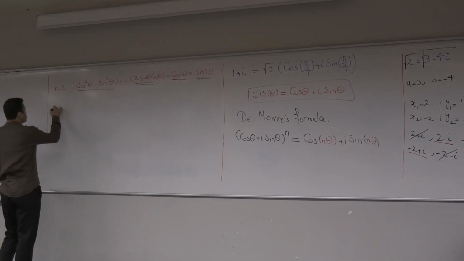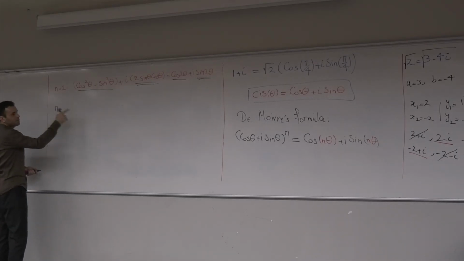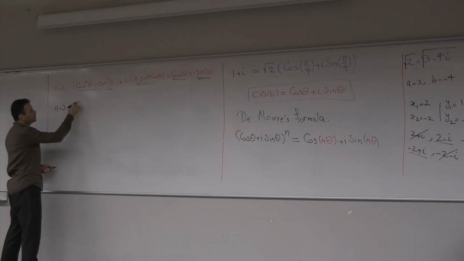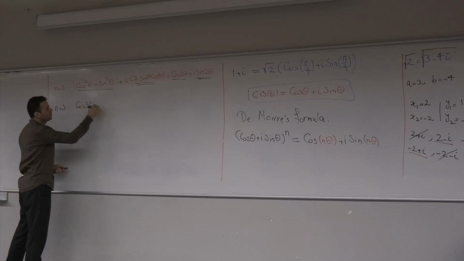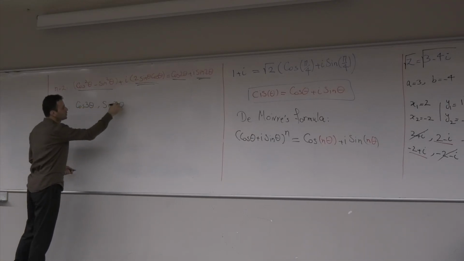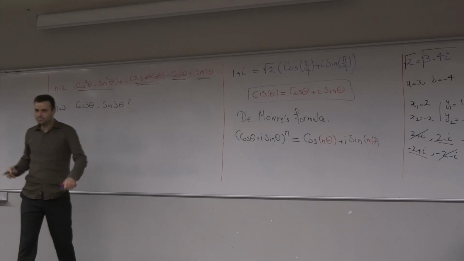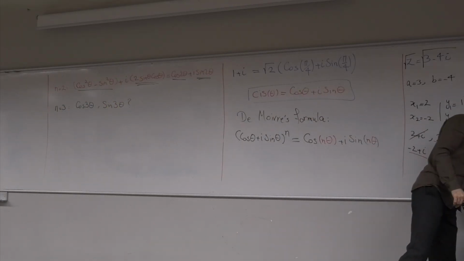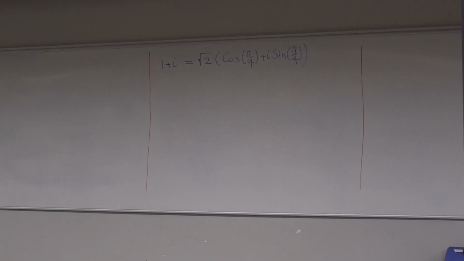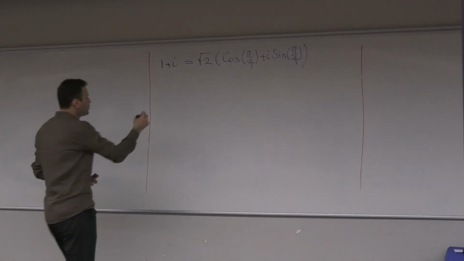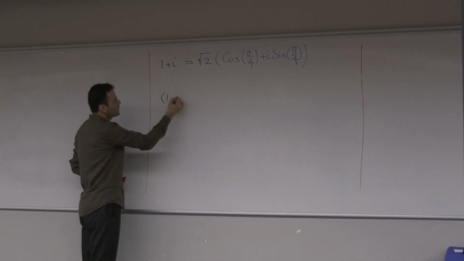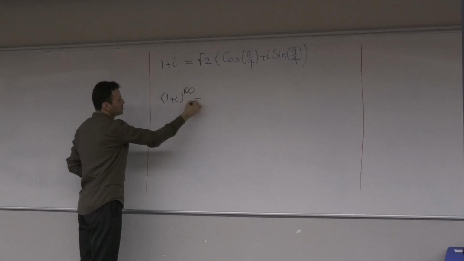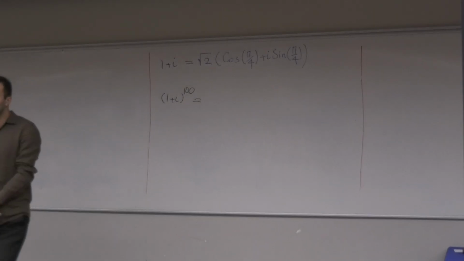As an exercise for you, if you place n equal to 3, what will be cosine of 3 theta and sine of 3 theta? Okay? You look for this. Now that we have the De Moivre formula, if we want to calculate, for instance, this number, how can we do it?